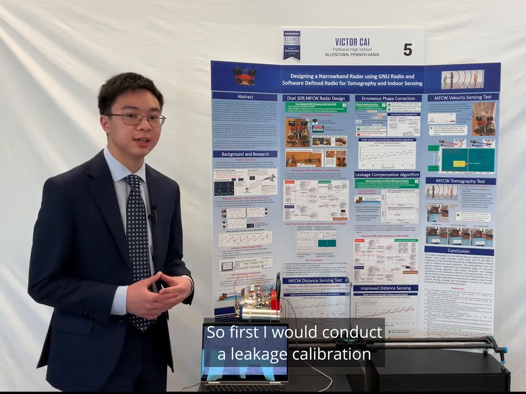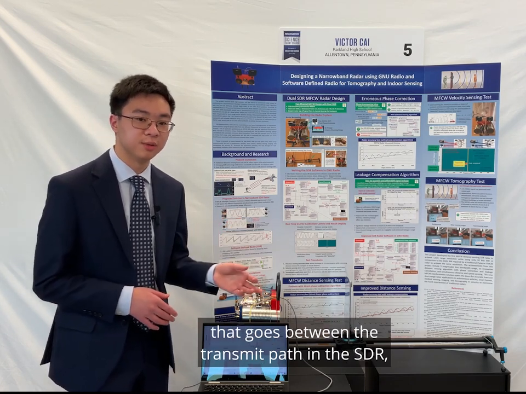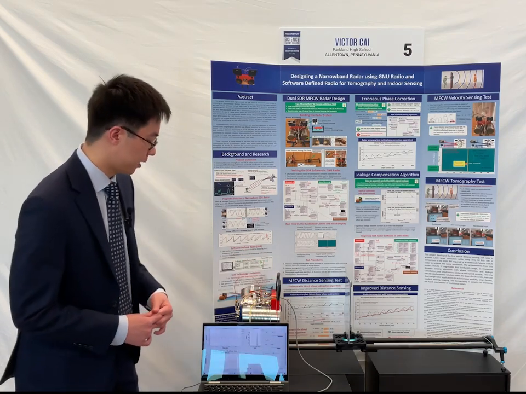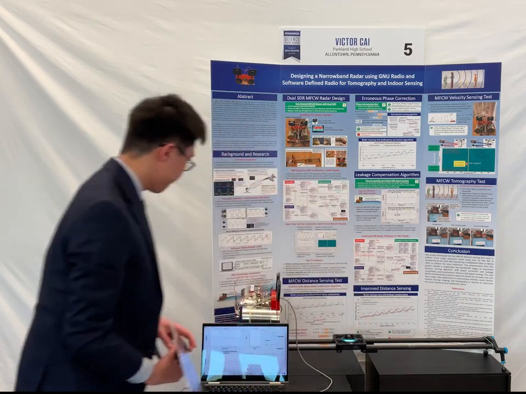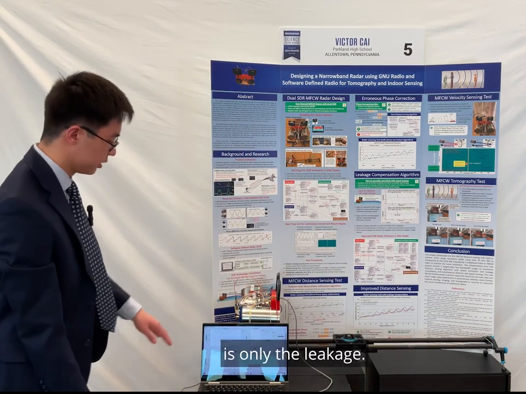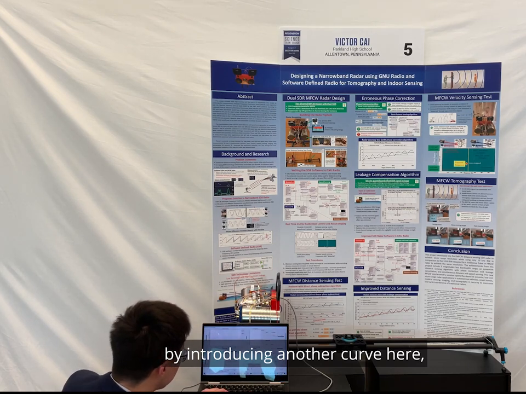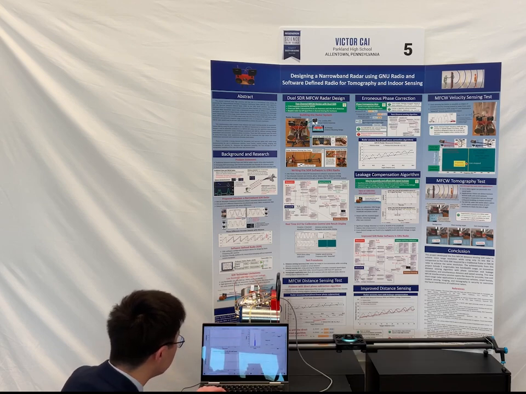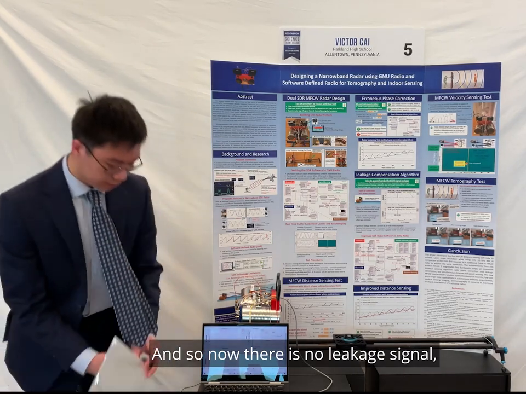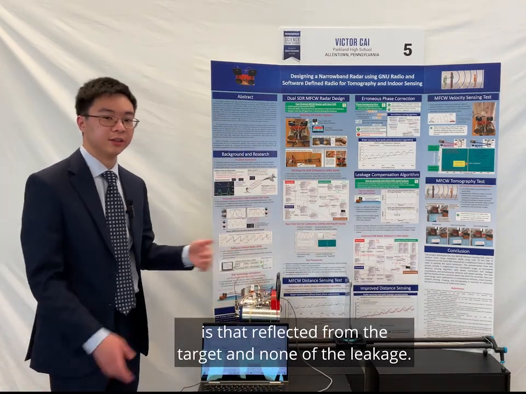So first, I would conduct a leakage calibration, which allows me to cancel out any small leakage that goes between the transmit path in the SDR and leaks into the receive path. I do that by first removing this target. And now the receive signal that remains is only the leakage. And so I can cancel that out by introducing another curve here, and then making that the negative image to help flatten out the leakage signal. And so now there is no leakage signal, but when I add the target back, then the only signal that remains is that reflected from the target and none of the leakage.